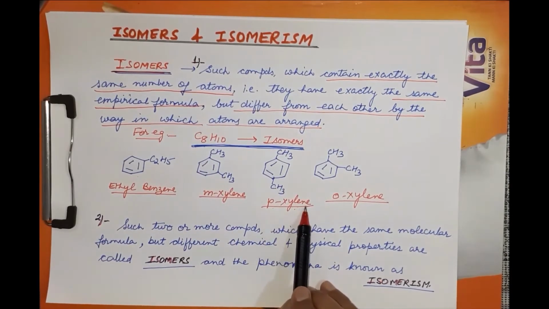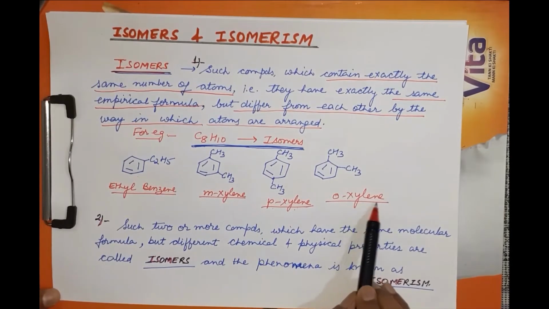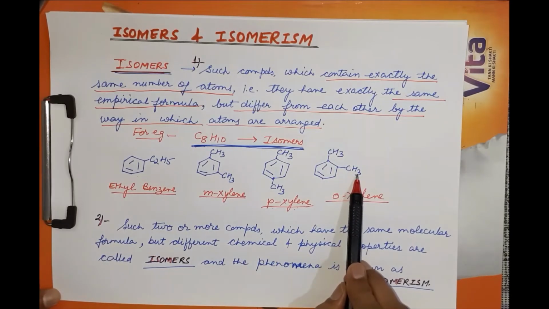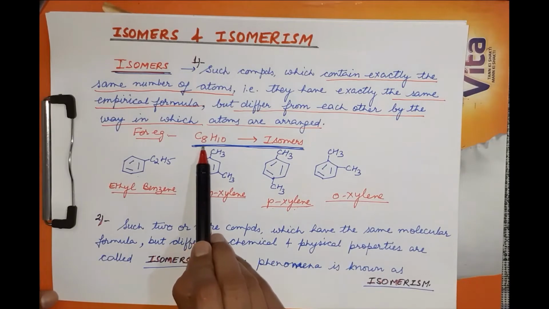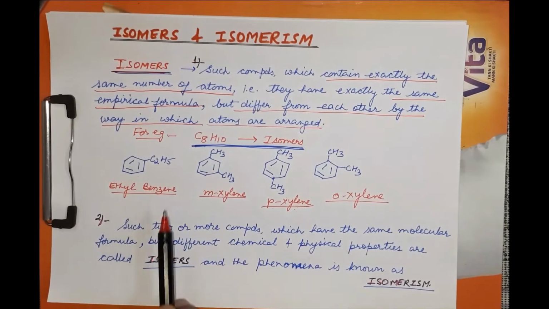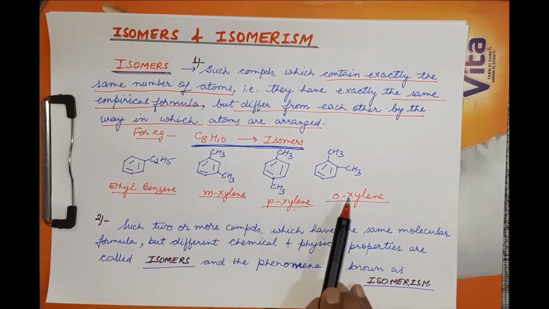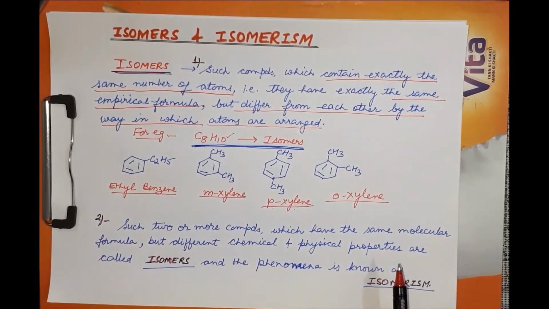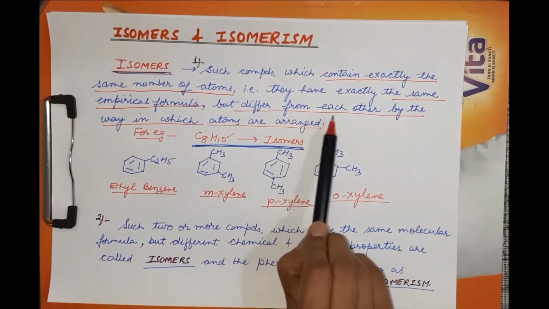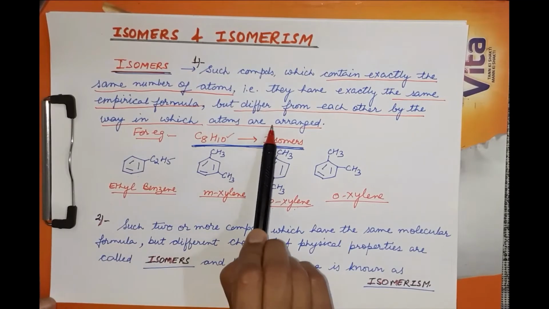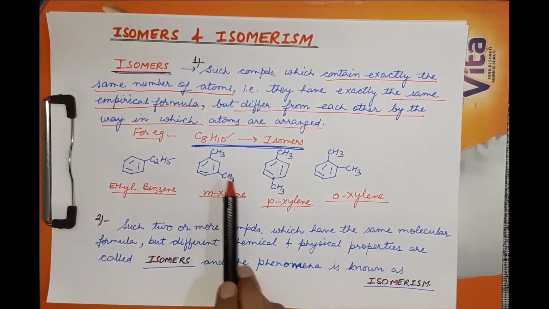The next is paraxylene, where the 2 methyl groups are arranged at the para position, and the next is orthoxylene, where the 2 methyl groups are arranged at the ortho position. So basically we can say these 4 are the isomers for the molecular formula C8H10. If we calculate for all these 4 arrangements of molecules, we will find all of them have the molecular formula C8H10. So they have the same molecular formula, but they differ from each other by the way in which atoms are arranged.